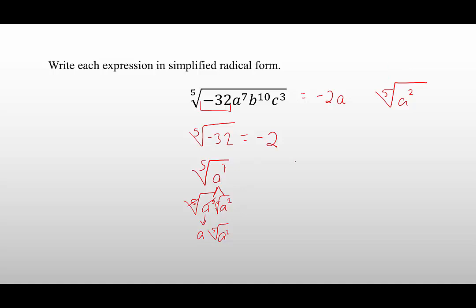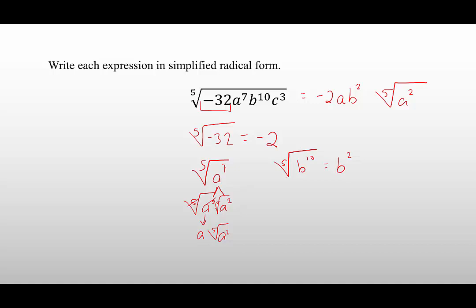Okay, next we have b to the 10th, the 5th root of b to the 10th. Well, it turns out that b to the 10th is a perfect power of 5, and it would be b squared to the 5th. So b squared comes out of the radical. We have no factors of b remaining under the radical.